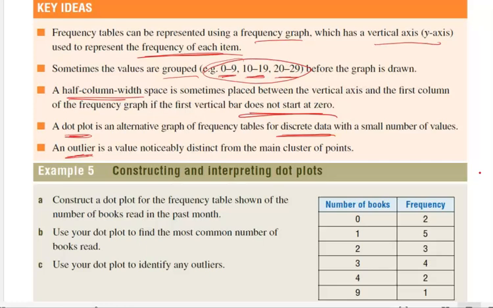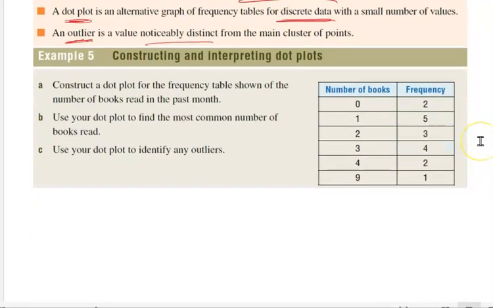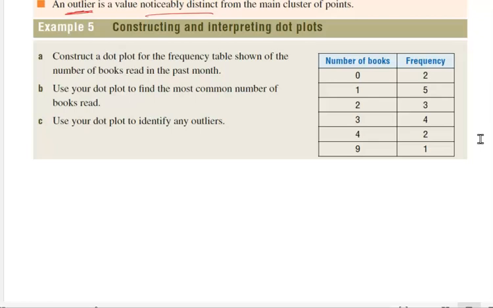An outlier is a value that is noticeably distinct. So my best example of an outlier is if I asked my class, each of them, to submit what their age is right now, my age would be the outlier because I'm quite a bit older than my class, any given class. So we're going to construct a dot plot for this one.